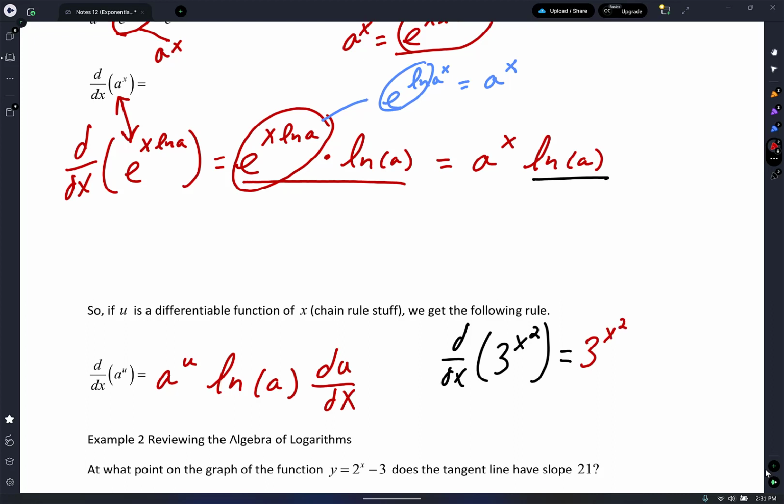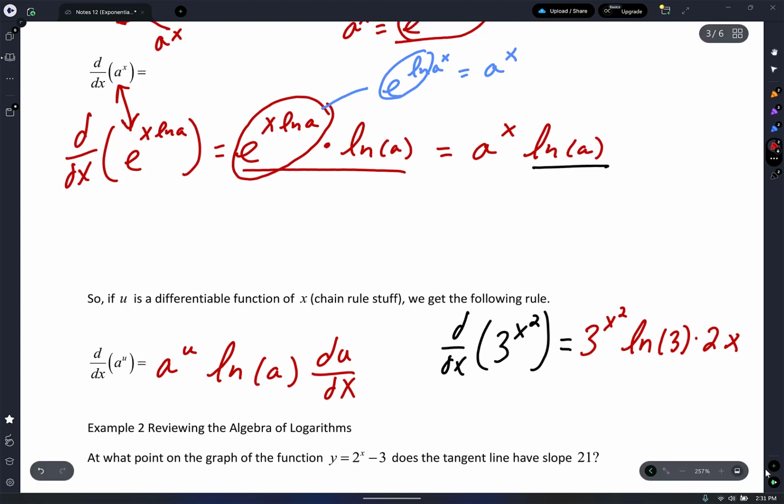And what was my base? 3. So I got to put a what on the side? ln of 3. Am I done? No. Times the derivative of x squared. What's the derivative of x squared? 2x. Leave it alone. Nothing multiplies with each other. The most common mistake is you guys say that's 6 to the x squared. It is not. Stop doing that. Don't do that, ever. Are we okay?